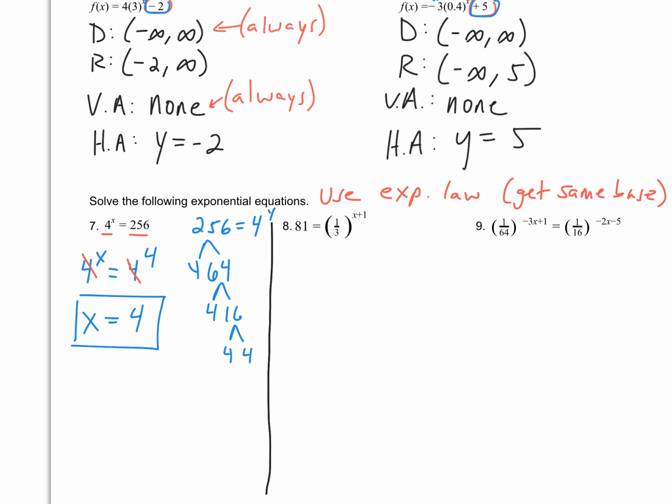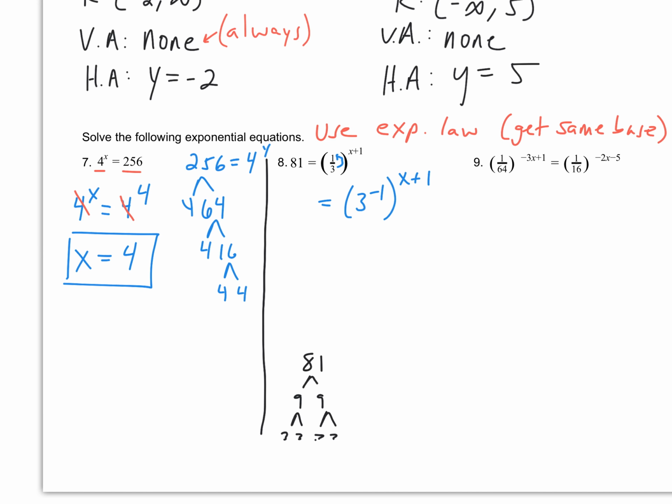Okay, our next one, we've got a base of 1/3 and a base of 81. Let's start with the 1/3. We know with fractions, to move this up to the top, we need to make the exponent negative. So 1/3 is the same thing as 3 to the negative first. Now with 81, I know that's 9 and 9, and then that's 3 and 3. Another 9 is 3 and 3. Those are 3s. So 81 is the same thing as 3 to the 4th power, which means I can rewrite this as 3 to the 4th.